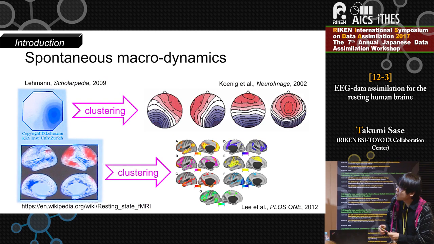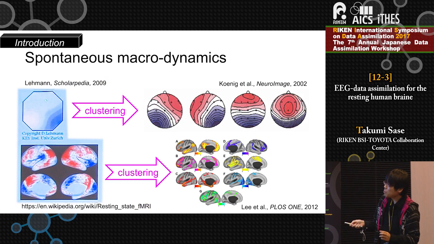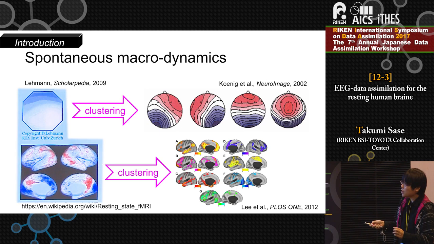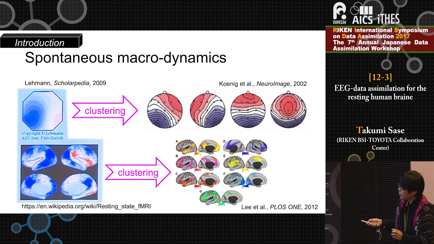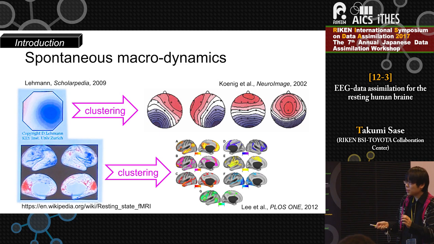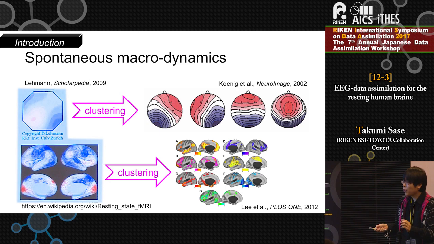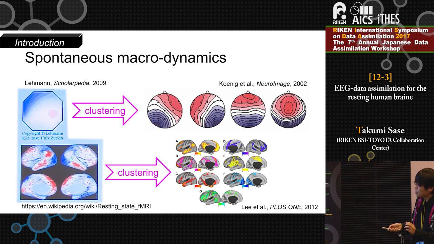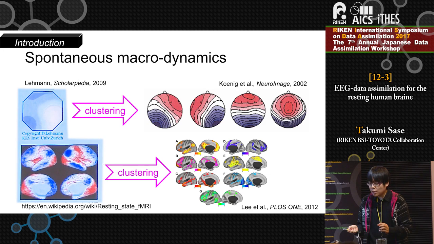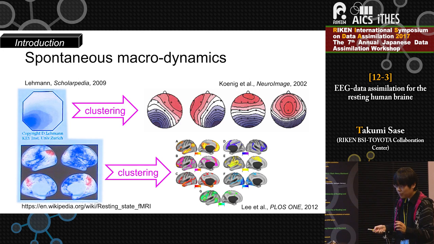Next, this is spontaneous microdynamics. This is an animation of a head map of EEG dynamics. It has been pointed out that this spontaneous activity can be clustered into multiple ones. In addition, this is hemodynamics. This is also a macroscopic neural phenomenon, but indirectly associated with neural phenomena. It has also been argued that this spontaneous hemodynamics can be clustered into multiple classes. This means that spontaneous activity includes multistable attractors.